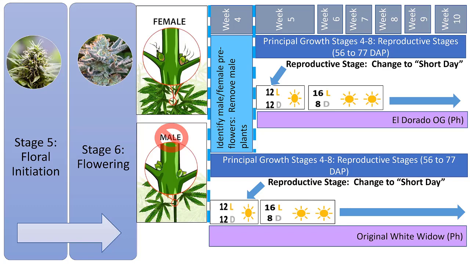And then the other major event is during early floral initiation, you will start to see pre-flowers identifying male and female plants. And as I said, you want the males to be removed because you don't want them fertilizing the females, because then you'll get seedy female buds, and that's considered a bad product. So you want to identify the males early in the flowering stage and remove them. In the example, our reproductive stage for El Dorado lasts about 6 weeks and 7 weeks in White Widow.